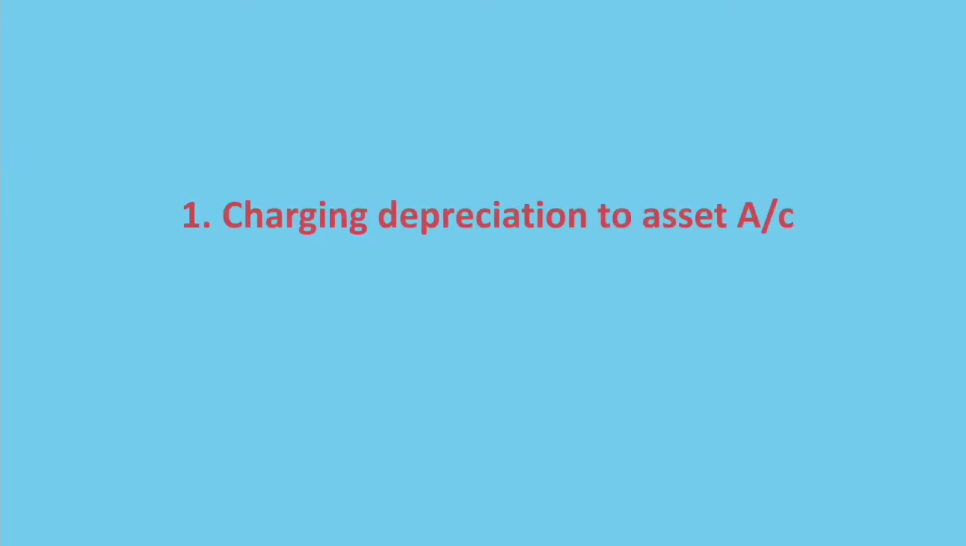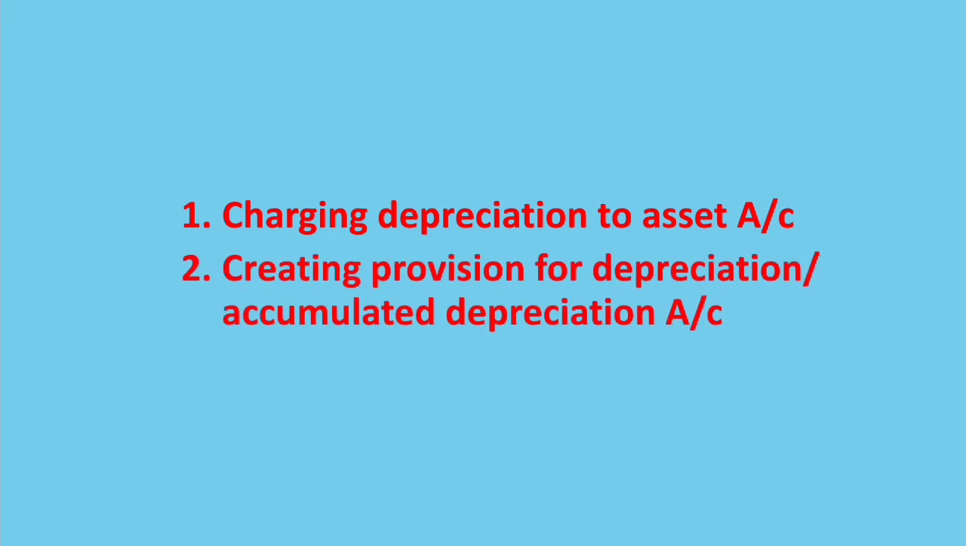First one, charging depreciation to asset account. In this method, we are charging depreciation directly to the asset account. And the next one, creating provision for depreciation or accumulated depreciation account. In this method, we are not charging depreciation directly to the asset account. Instead, we are creating a provision for depreciation or accumulated depreciation account and charging depreciation to that account. Okay, these are the two methods. Today we are going to discuss the first method, that is charging depreciation to asset account.